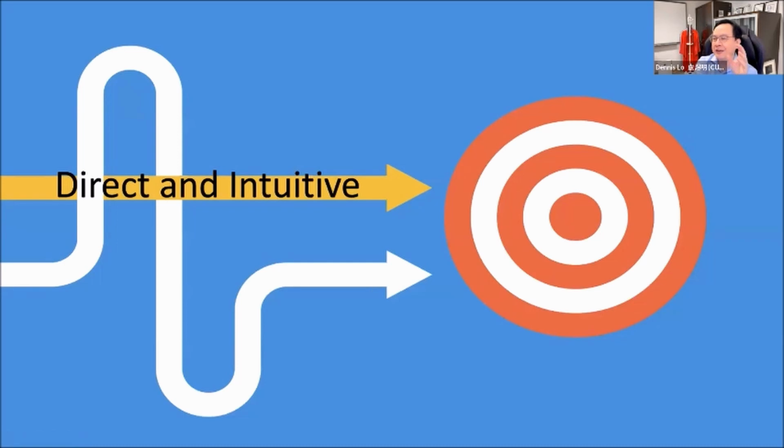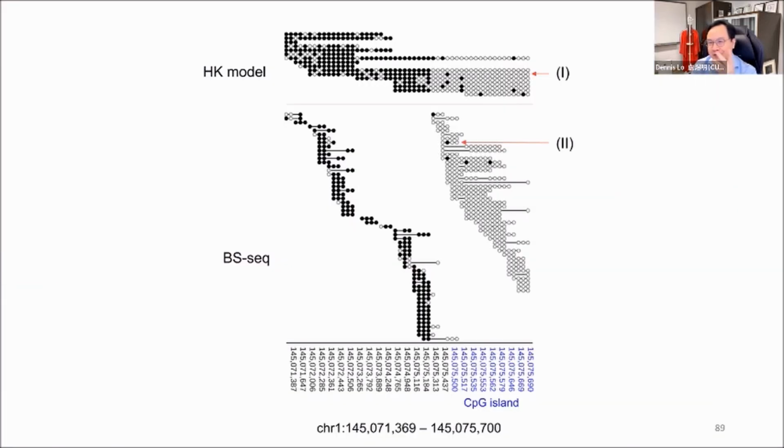So we think this is a very important development because this direct methylation readout is very direct and very intuitive. For example, if you use the old days' bisulfite sequencing on Illumina, you have a series of very short reads, and then you can see a little bit of readout here and there, but you cannot connect the whole thing. But on top here, when you use the HK model, you have one read which goes all the way from the black region all the way to the white region.